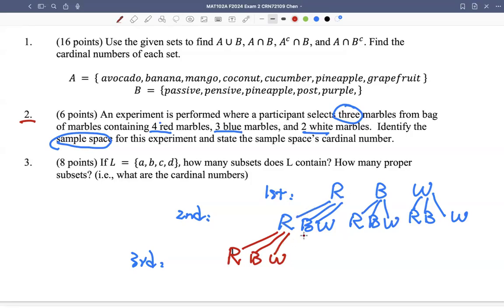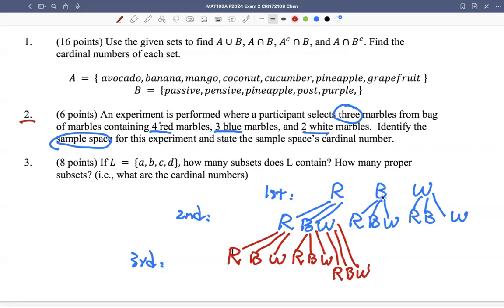Well, if the second one is blue, right? The first one is red, the second one is blue. So the third one can be red, can be blue, or can be white. If the second one is white, the third one can be red, can be blue, or can be white. Because I have 2 white marbles there.